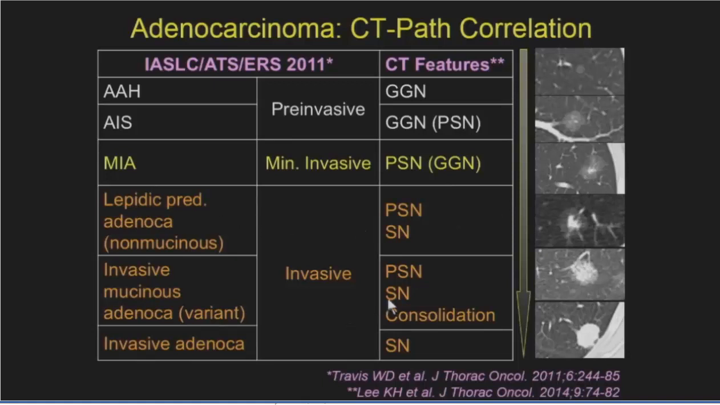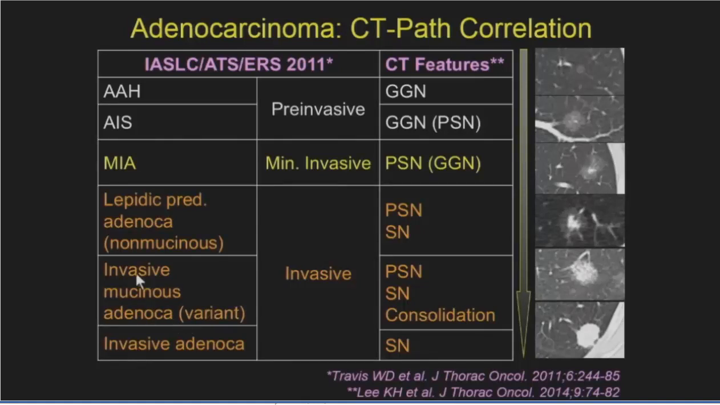The other invasive tumors tend to present as part solid or solid lesions. And this includes the lipidic predominant adenocarcinoma, which is a prior mixed tumor with predominant bronchial-alveolar cell carcinoma of the non-mucinous type, according to the previous nomenclature. So these lesions also have a lipidic component similar to adenocarcinoma in situ, but they have an invasive component as well, greater than 5 millimeters, that tends to present as solid on CT.